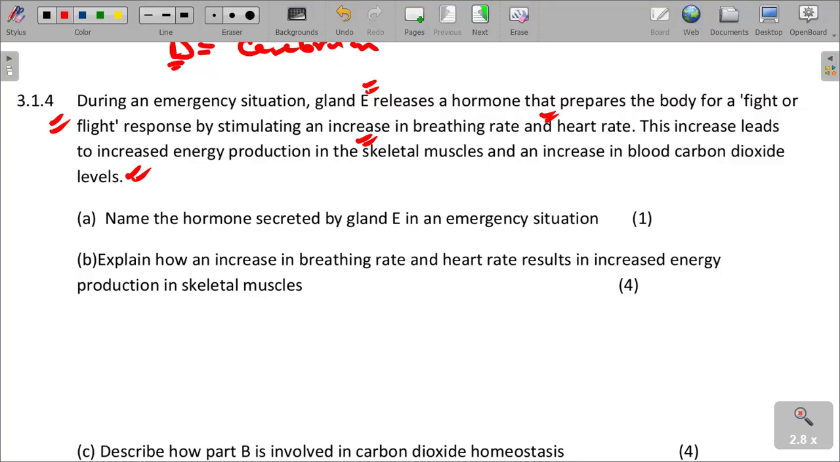So now the question is saying it was an emergency situation. The fight and flight responses are controlled. Name the hormone secreted that is responsible for that. The fight and flight responses, we say that they are controlled by the adrenaline hormone.